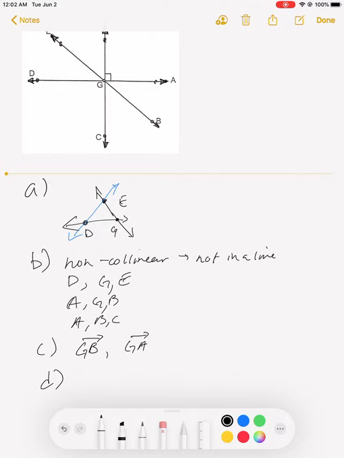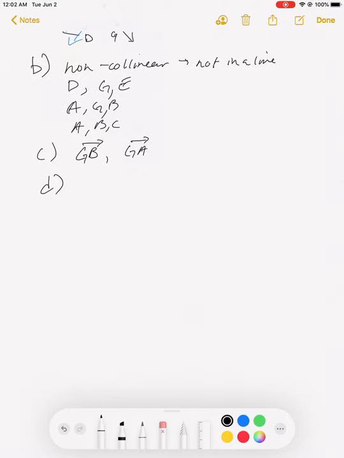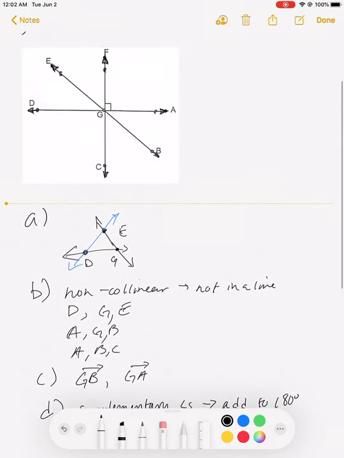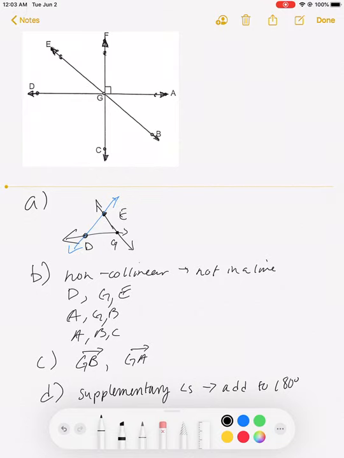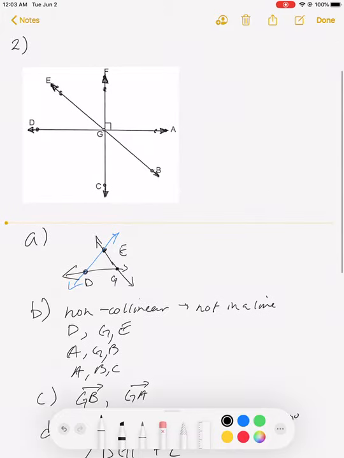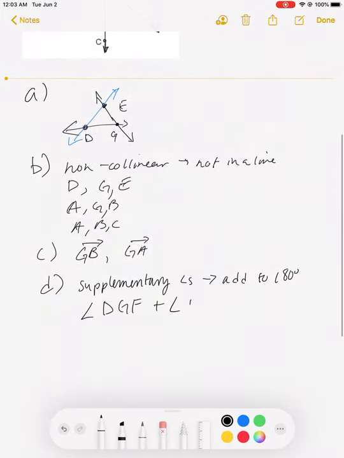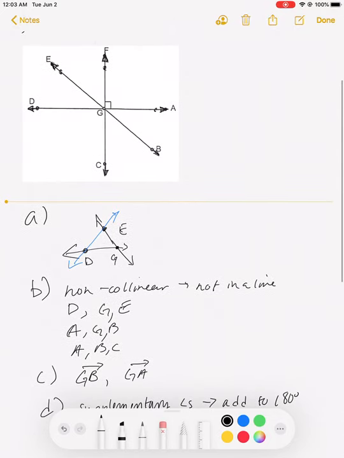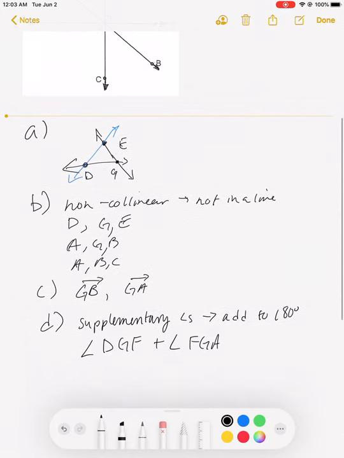Part D says that we need to name 2 supplementary angles. Now, supplementary angles are angles that add to 180 degrees. Okay, again, in our figure, there's a variety of things that we can use. They just have to be 2 angles that add to a line. So, angle DGF, for example, plus angle FGA. There, so that's at the top. Those 2 add to 180. Okay. So those are 2 angles.